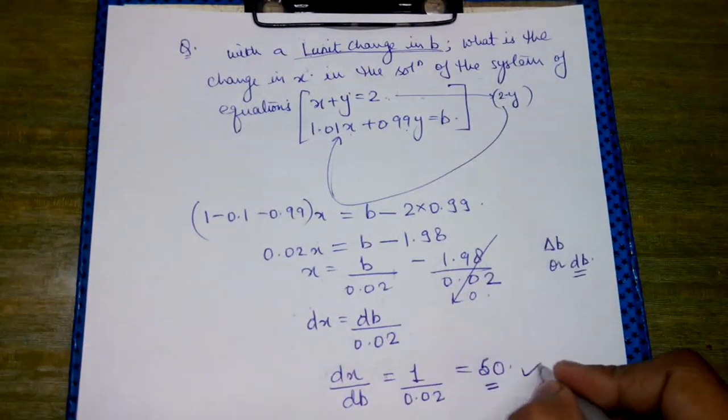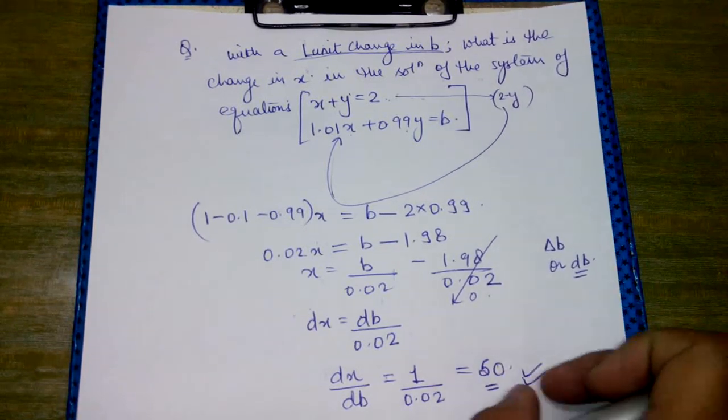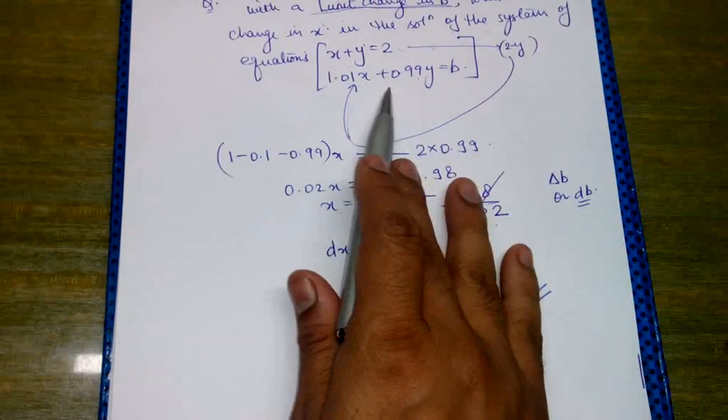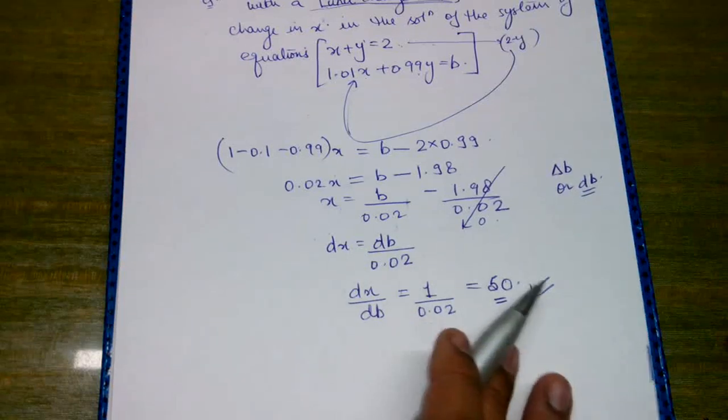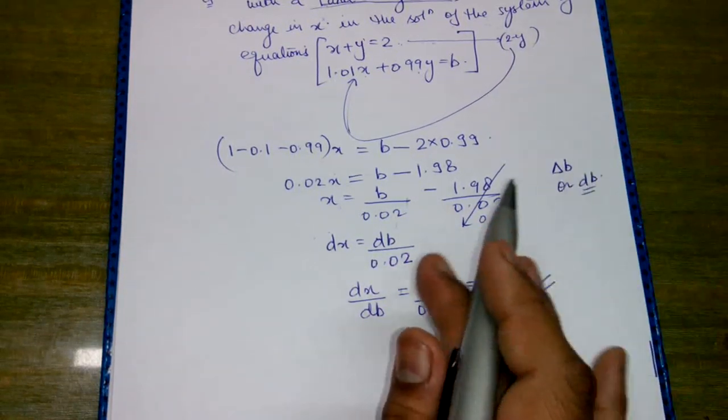Okay, so this question was asked in mechanical GATE 2005 for 2 marks. And this is a very easy question, it was not very tough. You just have to apply the simultaneous equation method once, after that you simply solve it, and our answer will come, okay?